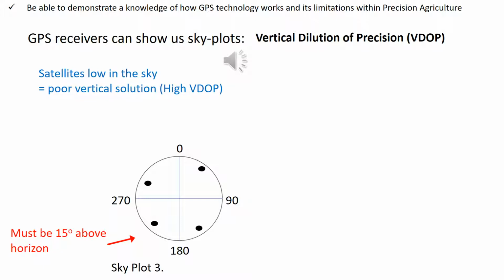Our vertical dilution of precision is affected mostly by the angle of the satellites in the sky. So where it is close to the circumference of our sky plot, our satellites are very low on the horizon. We usually insist on our receiver having a curtain of 15 degrees above the horizon. This means that it will not detect satellites 15 degrees or less above the horizon. Satellites low in the sky give a poor vertical solution or a high VDOP value.